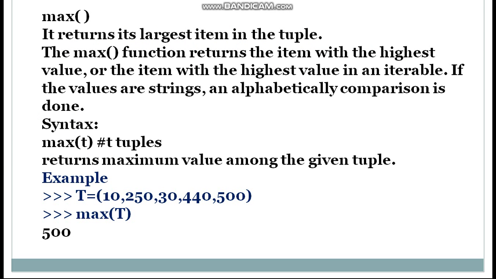max. It returns the largest item in the tuple. The max function returns the item with the highest value in an iterable. If the values are strings, an alphabetical comparison is done. Now we will see an example. t, the tuple values are 10, 250, 30, 440 and 500. We use the max function here and it will return 500 because it is the largest value.